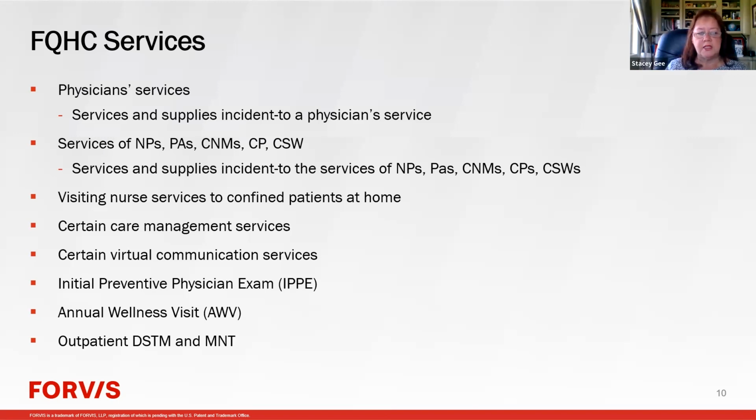The FQHC has to be located in an area that has a shortage of home health agencies. The services and supplies are provided under a written plan of treatment. The nursing services are furnished on a part-time or intermittent basis only. And then drugs and biological products are not provided. So there's some very strict guidance when we talk about these visiting nurse services to patients confined at home.